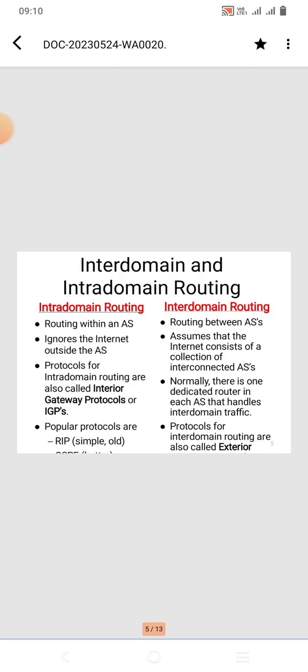The protocol used in intra-domain routing is the interior gateway protocol, or IGP. Popular protocols used in intra-domain routing are RIP and OSPF. The protocol used in inter-domain routing is the exterior gateway protocol, or EGP, or BGP.